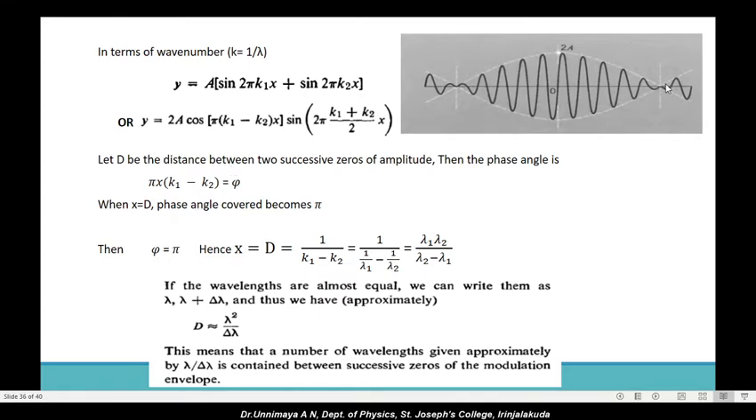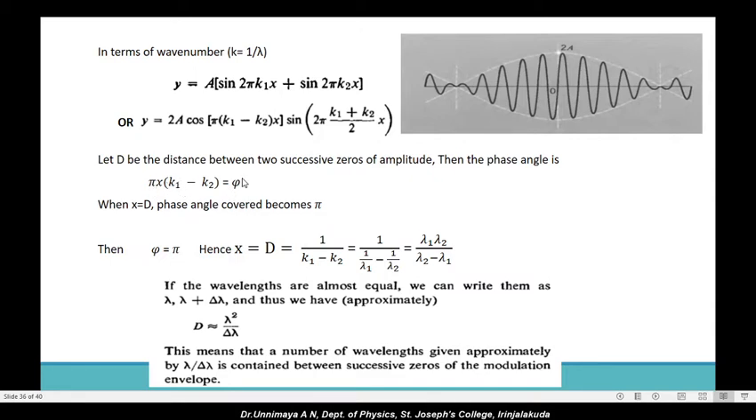This is x equal to 0, this is x equal to d. When x is equal to d, the phase angle covered is 180 degrees, that is, the phase angle covered becomes pi. Then phi can be written as pi. Hence at x equal to d, what is the expression for d? D becomes equal to, so from this equation phi becomes pi.